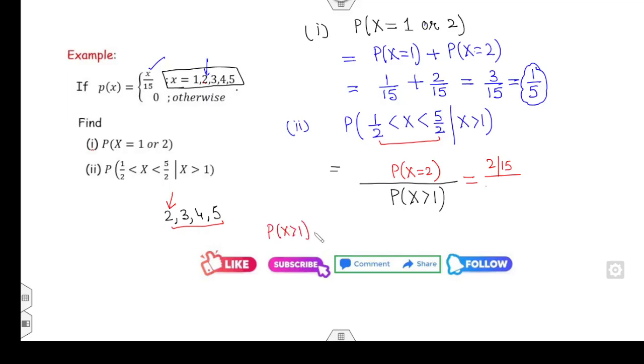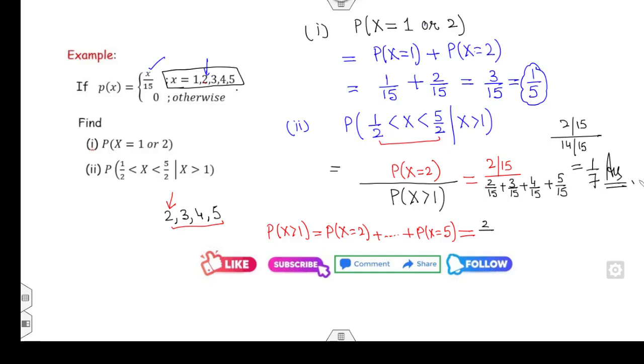Probability of x greater than 1 means 2, 3, 4, 5, add all their answers. What is the probability of x equal to 2 plus probability of x equal to 3 plus probability of x equal to 4 plus probability of x equal to 5? What is the answer for x equal to 2? Is it 2/15? Okay, I can write here 2/15, then 3/15 plus 4/15 plus 5/15. Now you can get the answer. If you take the LCM, 15 is the LCM. So 2 over 14, which is 1/7. If you solve them, 1/7 is the right answer of the problem.